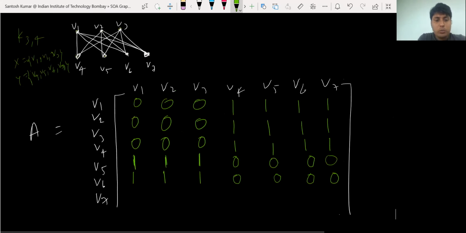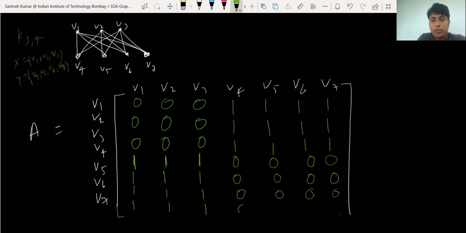Now V6 to V1, sorry, V6 to V1 is 1. V6 to V2, 1. V6 to V3, 1. V6 to V4, 0. To V5, 0. To V6, 0. To V7, 0. Now come to the last, V7. V7 to V1, 1. V7 to V2, 1. V7 to V3, 1. V7 to V4, 0. V7 to V5, 0. V7 to V6, 0. V7 to V7, 0. Okay, this is a long matrix.